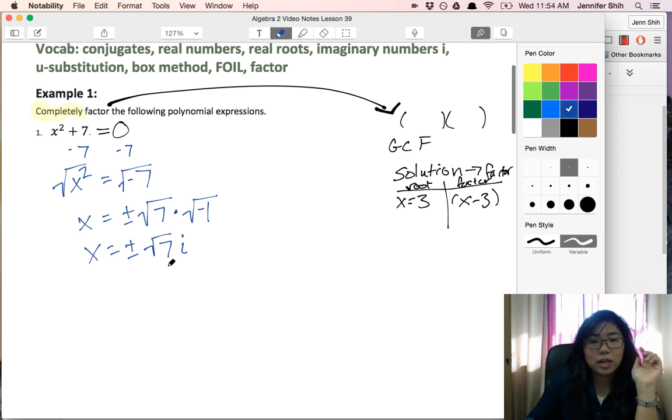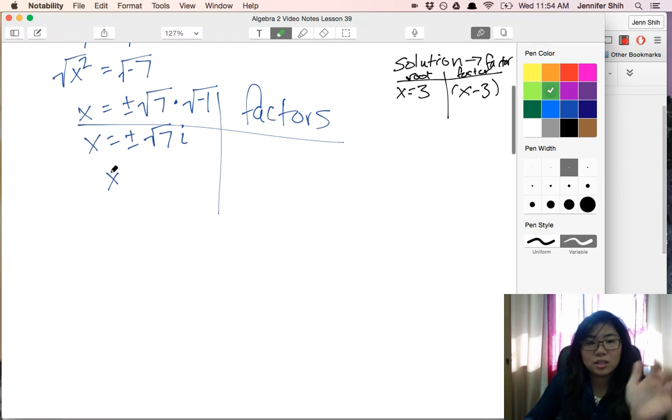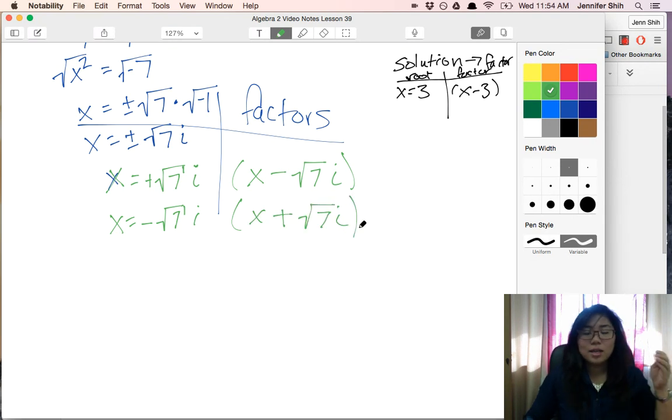Now, if these are my answers, let's make them into factors. So if x is equal to, let me change the color. If x is equal to positive root 7i, then my factor is going to be x minus root 7i. And if I have x is equal to negative root 7i, then my factor is going to be x plus root 7i. Now, what does this look like?